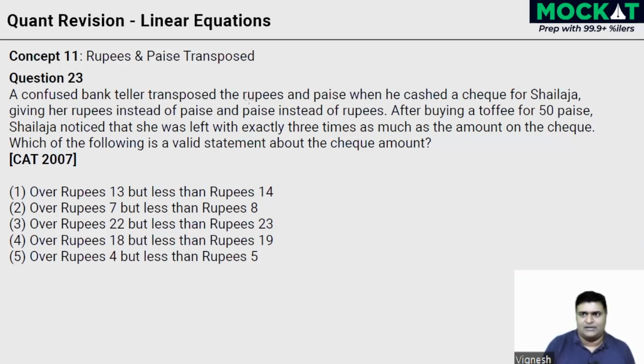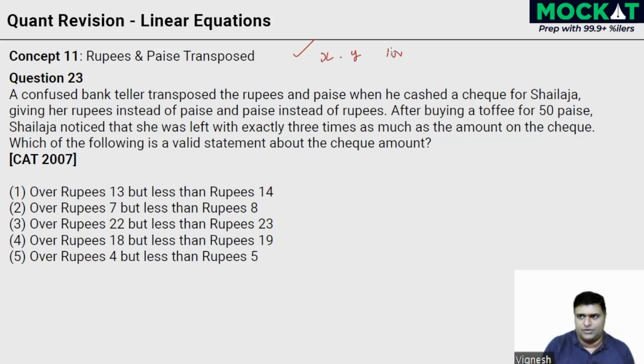A confused bank teller transposes the rupees and paise, and he cashed a check for Shailaja, giving her rupees instead of paise and paise instead of rupees. After buying a toffee for 50 paise, Shailaja noticed that she was left with exactly 3 times the amount on the check. Let the correct amount be x, y, right? Let that be the correct amount.